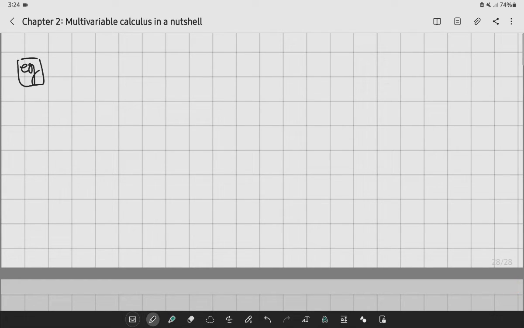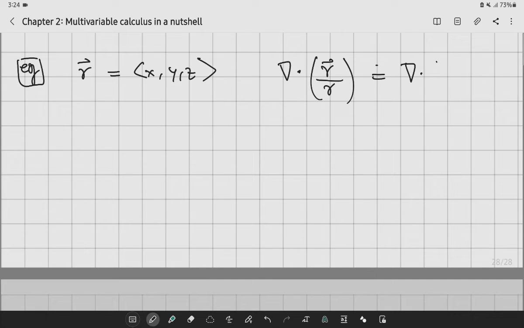So this example, I'm being given a vector r equals x, y, and z. Now I have to calculate the divergence of r over r. So this is equal to the divergence of r hat.